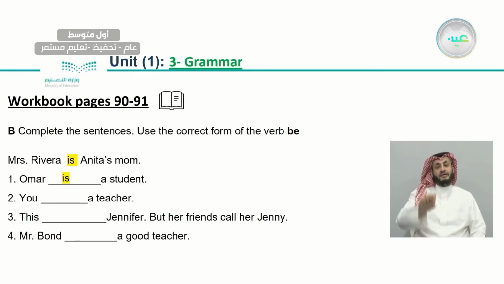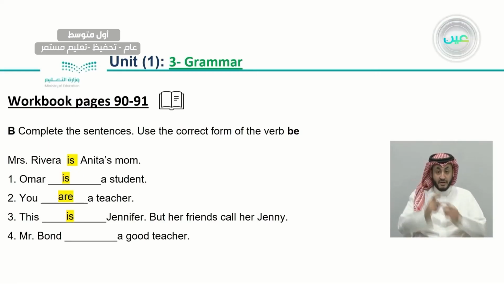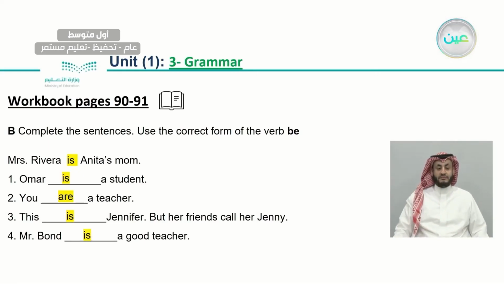Umar is a student. Number 2, you, space, a teacher. What's the verb of be that we would use here? You are a teacher. Good job. Number 3, this, space, Jennifer, but her friends call her Jenny. This is Jennifer, but her friends call her Jenny. Number 4, Mr. Bond, space, a good teacher. I'm talking about a guy, a teacher. Mr. Bond is a good teacher. Good job.